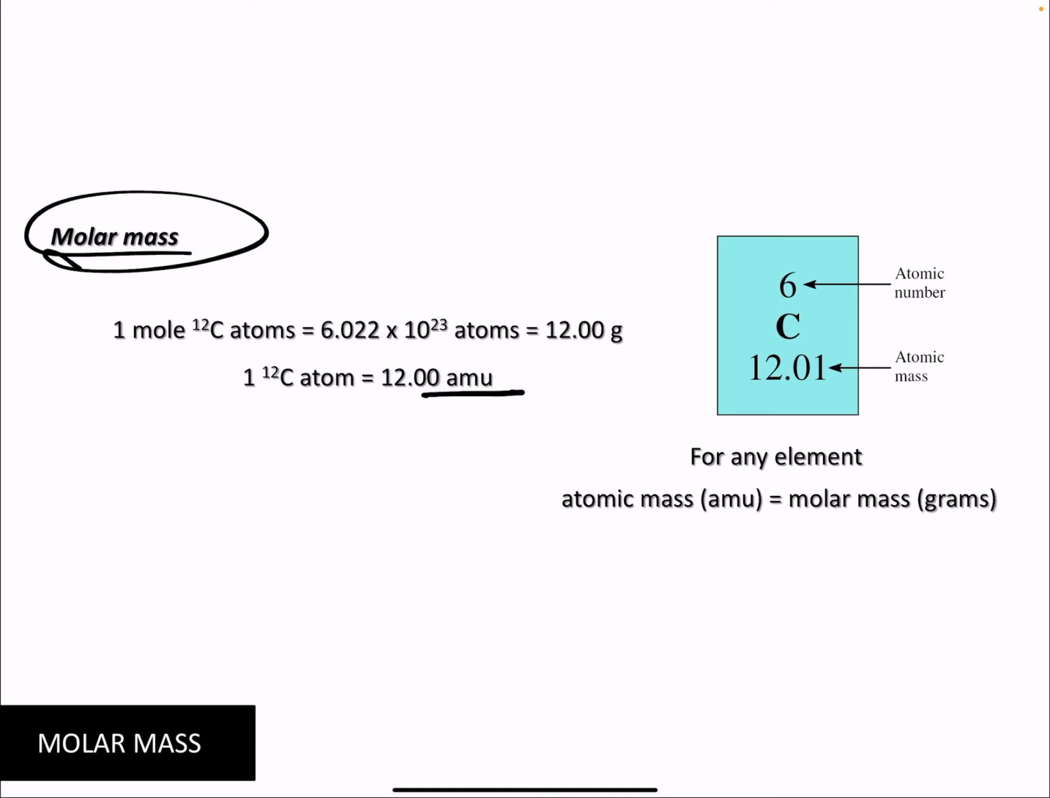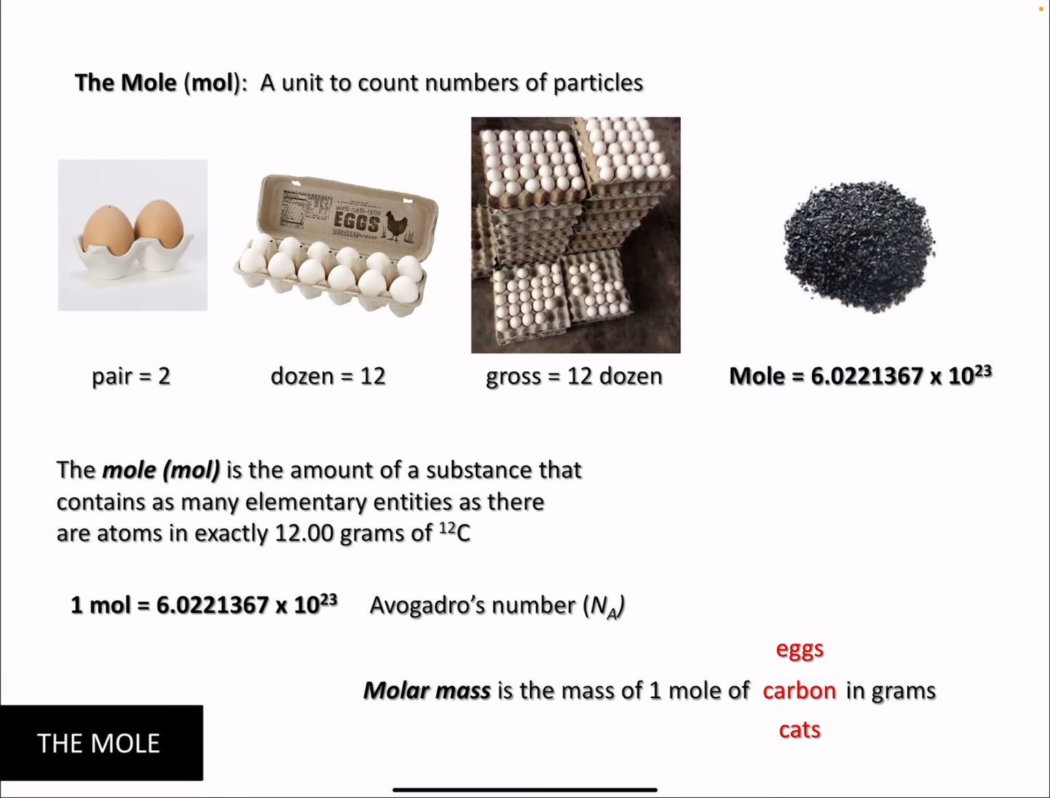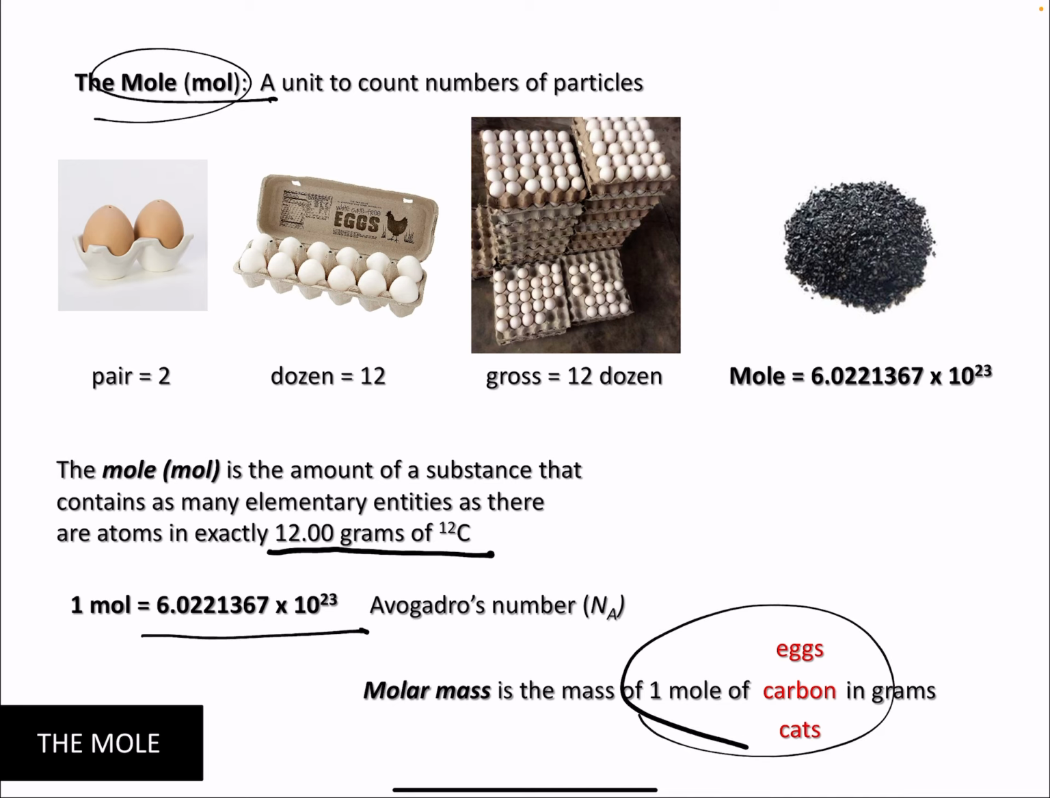The molar mass is the mass of a mole of anything, and practically that's what we're interested in. The atomic mass units give us the molar mass in grams, and one mole of anything contains Avogadro's number of those things. One mole is the amount of substance that contains as many elementary entities as there are atoms in exactly 12 grams of carbon-12. Remember, the mole is just a dozen, but a big, big dozen. It's 6 with 23 zeros after it.